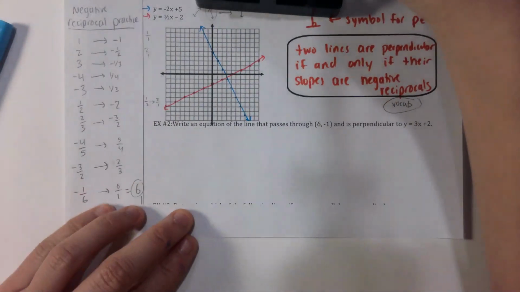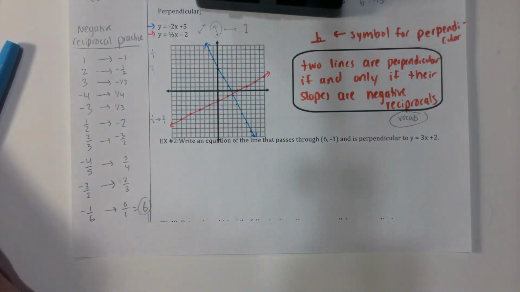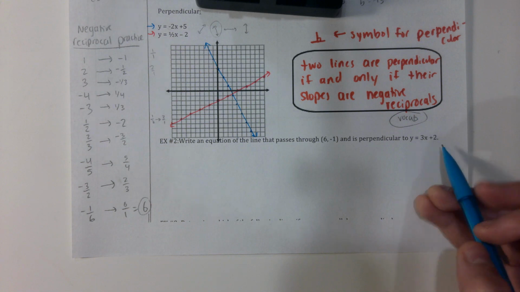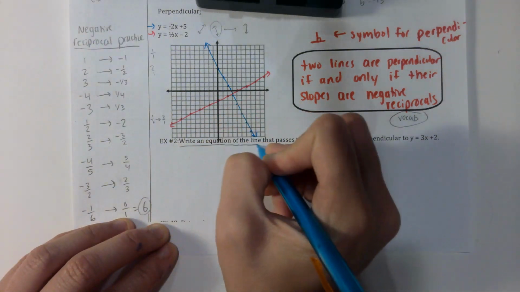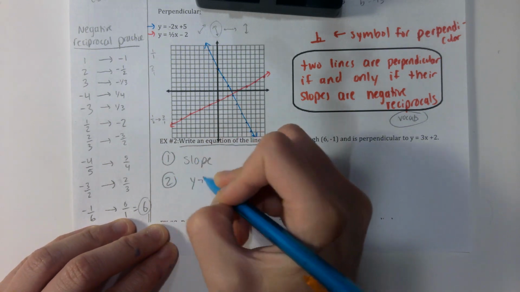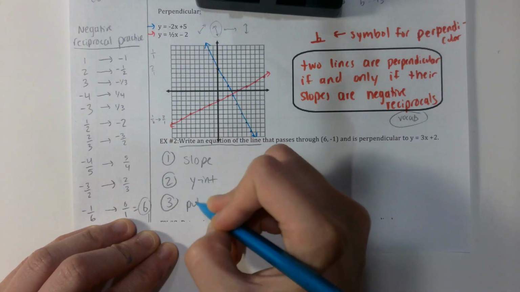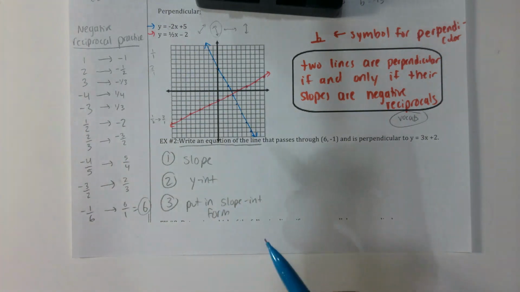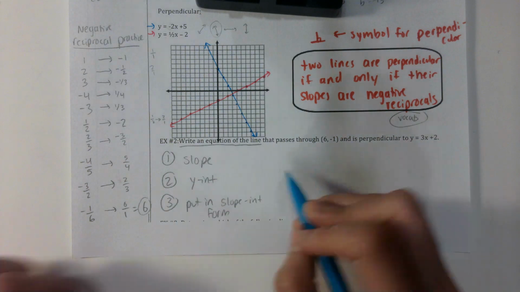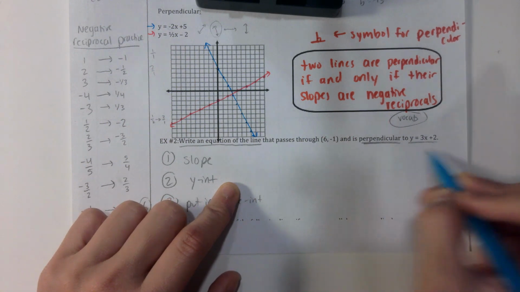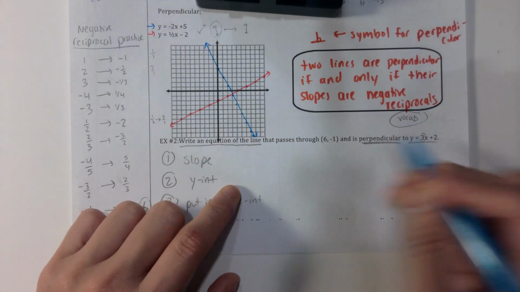So let's look at an example. Okay, write an equation of the line that passes through (6, -1), and is perpendicular to y equals 3x plus 2. So when we need to write an equation of the line, we have 3 steps, right? We need our slope, we need our y-intercept, and we need to put it in slope-intercept form, right? And again, this is in previous lessons, so we know our slope. Our slope is, we have this line, but it's perpendicular. So we need to take the slope, and we need to take the negative reciprocal.